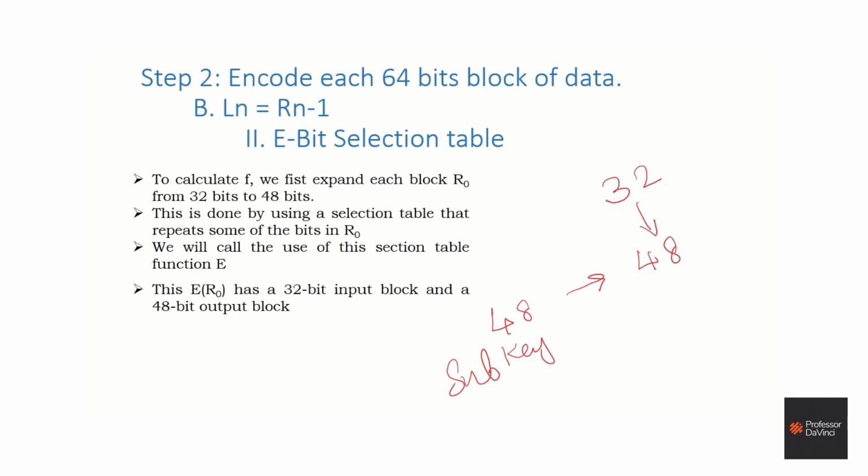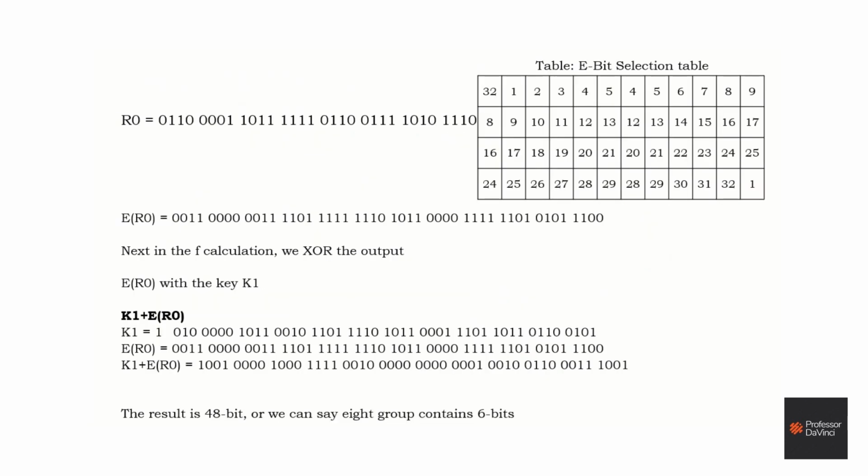So that's why, to perform the mathematical operation with the 48-bit subkeys, we are converting the 32-bit plain text to 48-bit by repeating some of the bits. For example, this is the R0 E bit-selection table. Here you can see that the first bit is repeated again, and some of the bits are repeated again and again. See here, the 12th bit is repeated. So we are converting a 32-bit to 48-bit by repeating some of the bits.